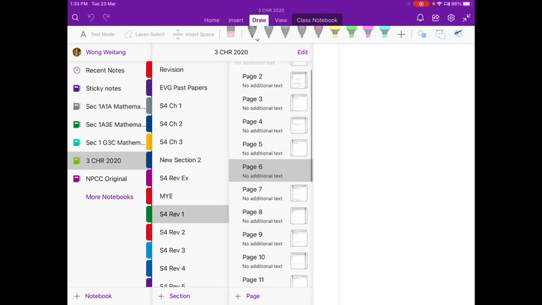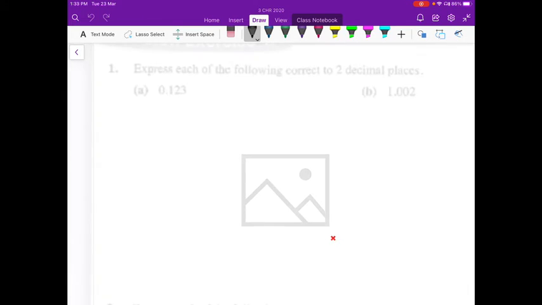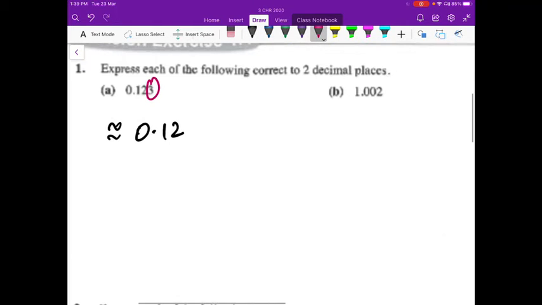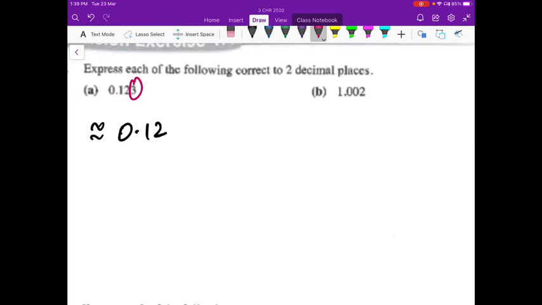Oh no, page 6, mine is missing. Okay, 2 decimal places, don't need calculator. Okay, so the next one, 2 decimal places, just 0.12. You can circle the third decimal place. So 2 decimal places again, circle the third decimal place. Since it is less than 5, you put it as 1.00. No need to change.